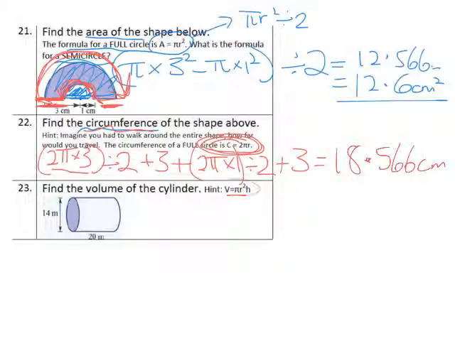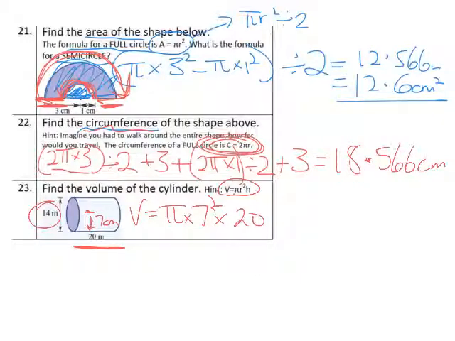Number 23, we're working out the volume, and it says that we have to go pi times the radius squared times the height. So I want you to notice here that the radius is not given in this question, but the diameter is. So that means the radius is actually going to be 7 centimeters. So volume equals pi times the radius squared times the height, which in this case is 20. Even though it's a lying down cylinder, we still say the height's 20. So just calculate that for me, please.